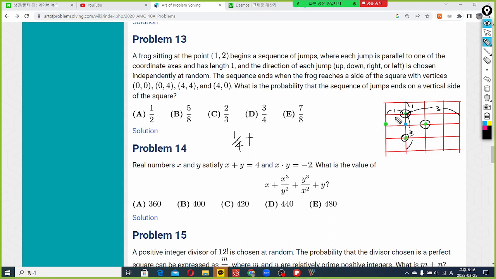So for the remaining 3 directions, after making the movement, the probability becomes 1/2. So that means for the remaining 3 directions, the probability is 3 over 4 times 1 over 2. So the sum of these two makes the total probability for getting to the vertical side. So find the sum of these two fractions. What's the sum of these two? 5/8. You're right, B is the answer.